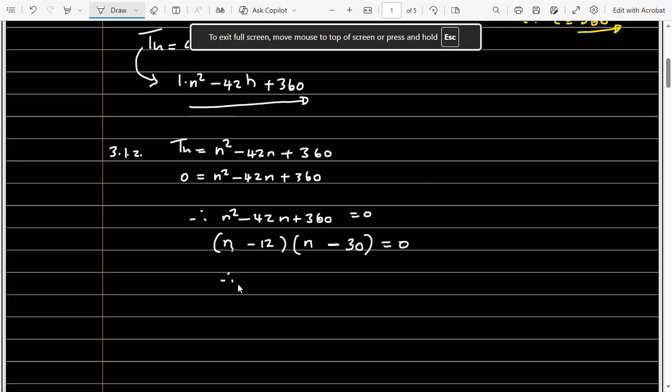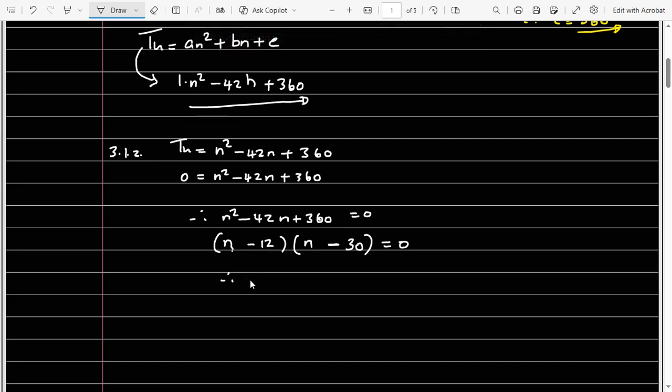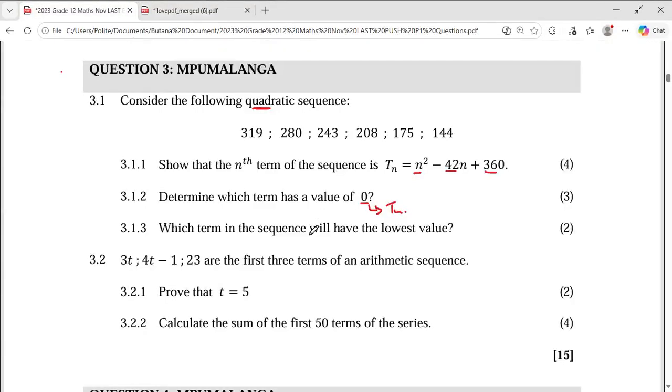Therefore, I'll say that n minus 12 is 0, or n minus 30 is equal to 0. The value of n is 12, or the value of n is 30. And that's your answer, because they asked which term is equal to 0. It's either n is 12 or n is 30 that will give 0. Let me move to the next question.